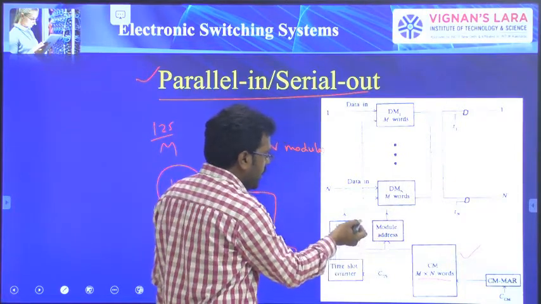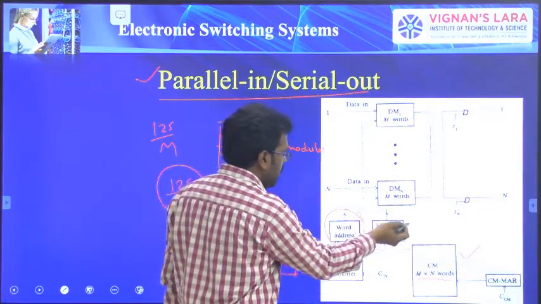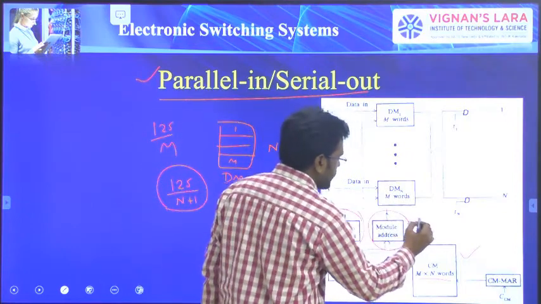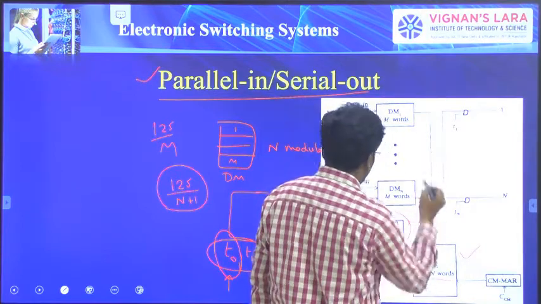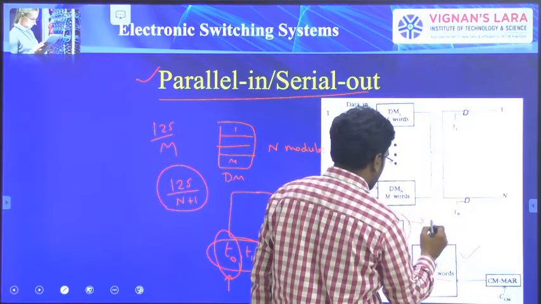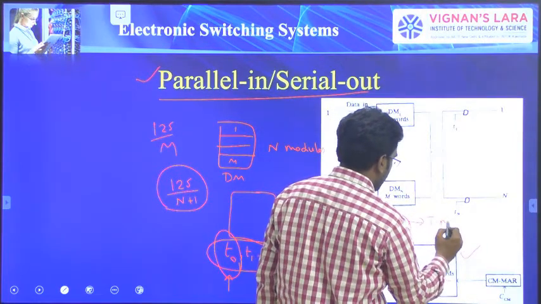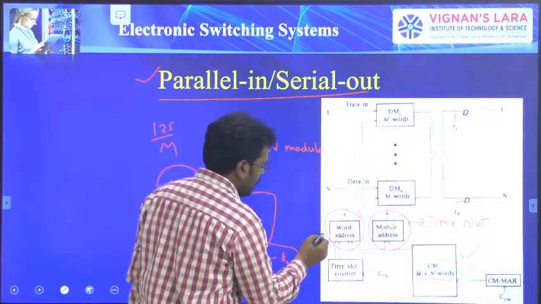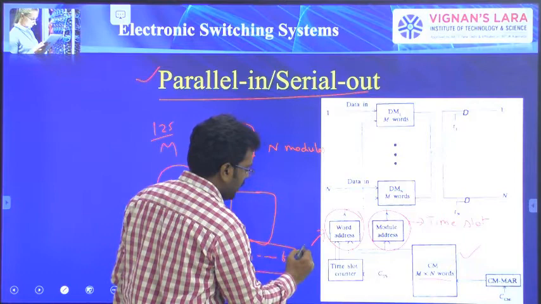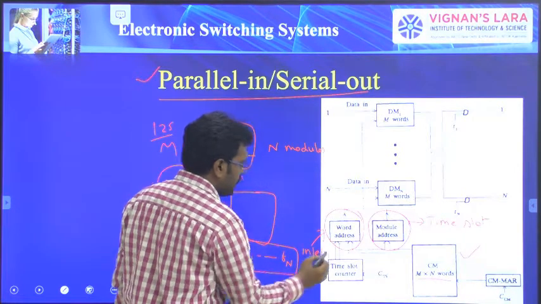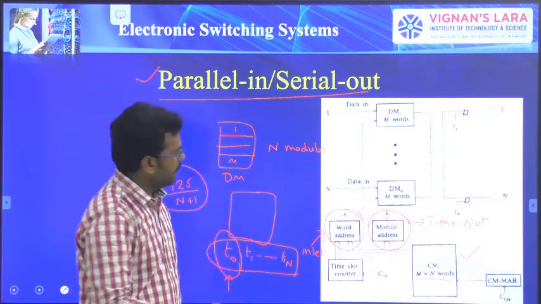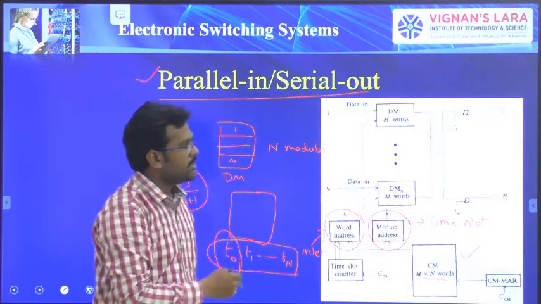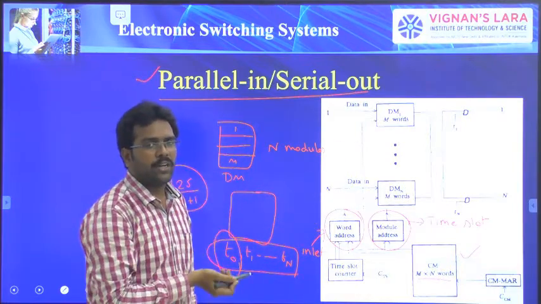So it is going to have 2 addresses, a word address and a module address. The module address refers to the time slot, and the word address refers to the inlets. So this is very, very important. Here it uses a 2-dimensional structure for selecting an inlet and the corresponding time slot.